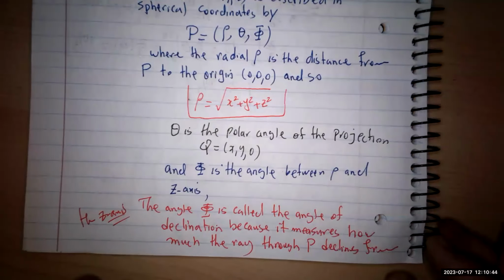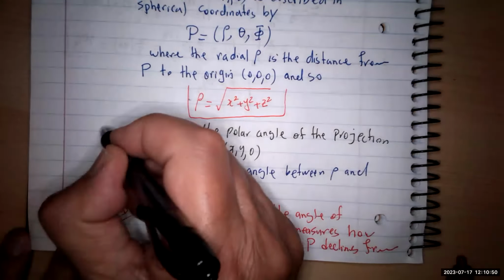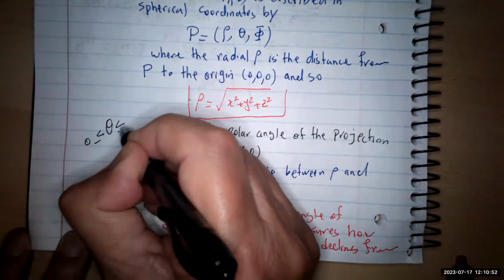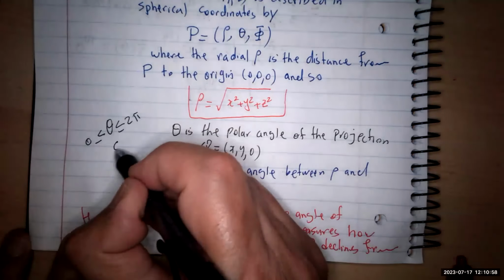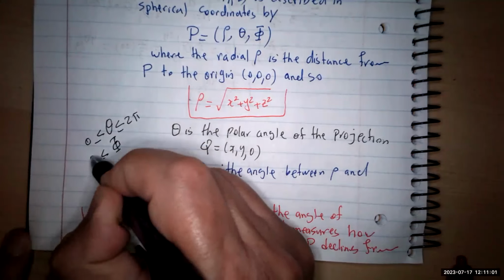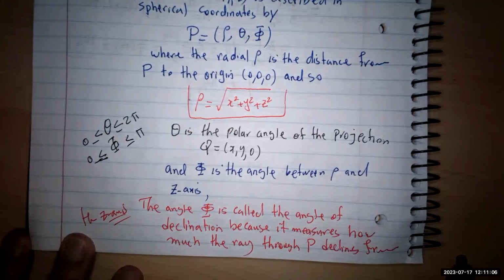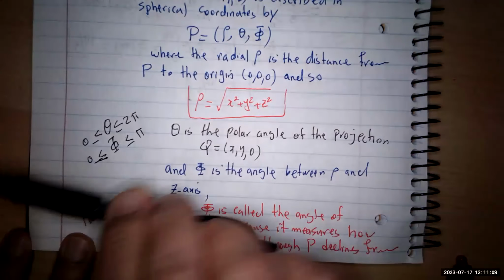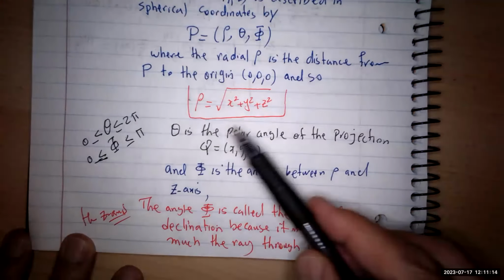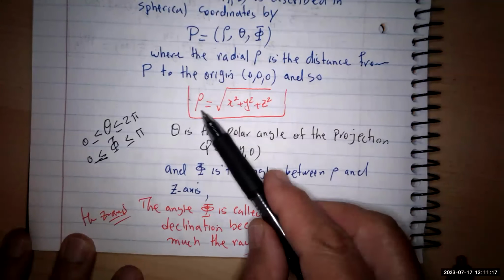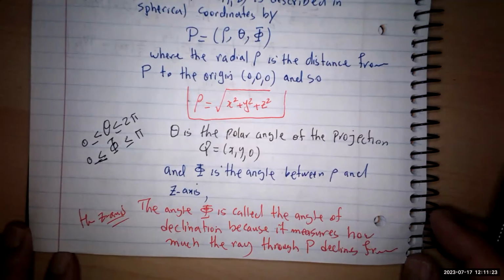Okay, so this is the situation that you have. Again, theta, you go around the circle, so theta in general is going to be between 0 and 2 pi. And phi is going to be the angle between two lines, so it's going to be between 0 and pi, unless you have some other restriction. Theta goes around the circle, while rho is going to be a fixed number.